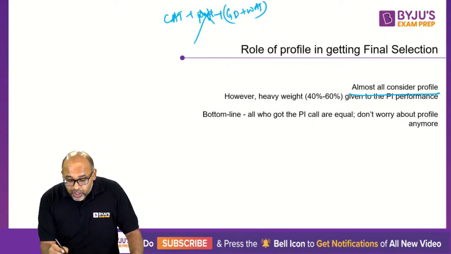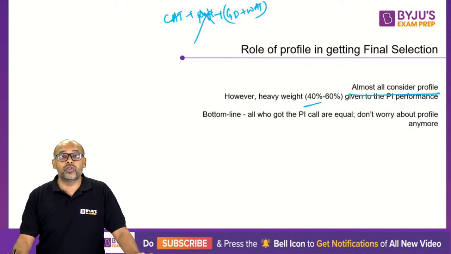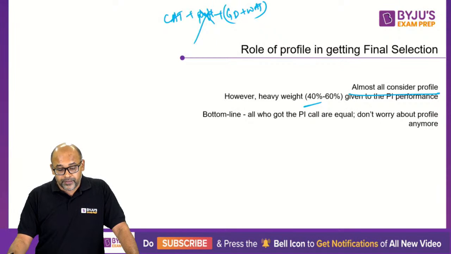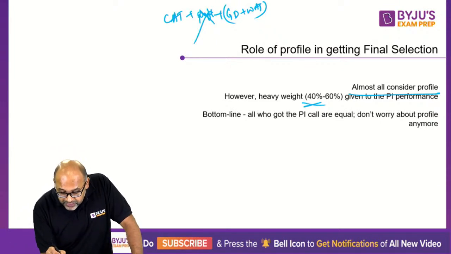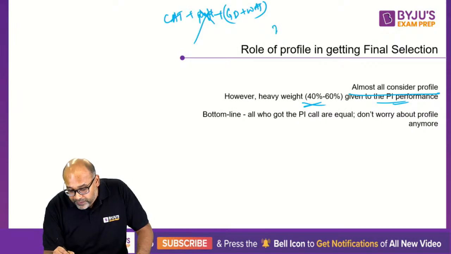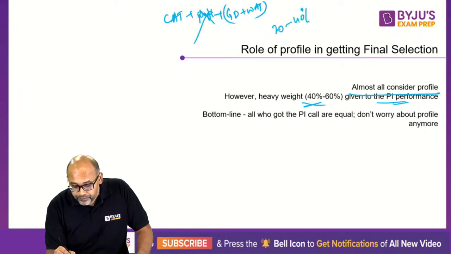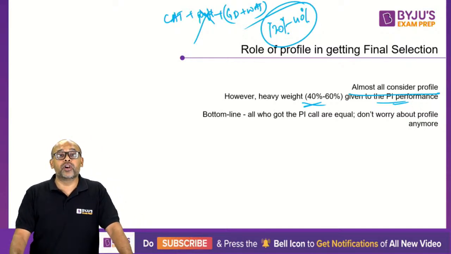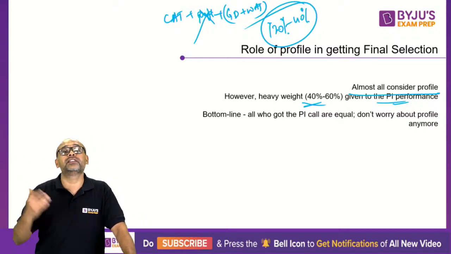Okay, there are colleges where the weightage can go anywhere between 40% to 60%. In fact, yes, this is for the PI performance. Sorry, the profile weightage can go anywhere between 20 to 40%. The profile importance can go anywhere between 20 to 40% in the final selection.